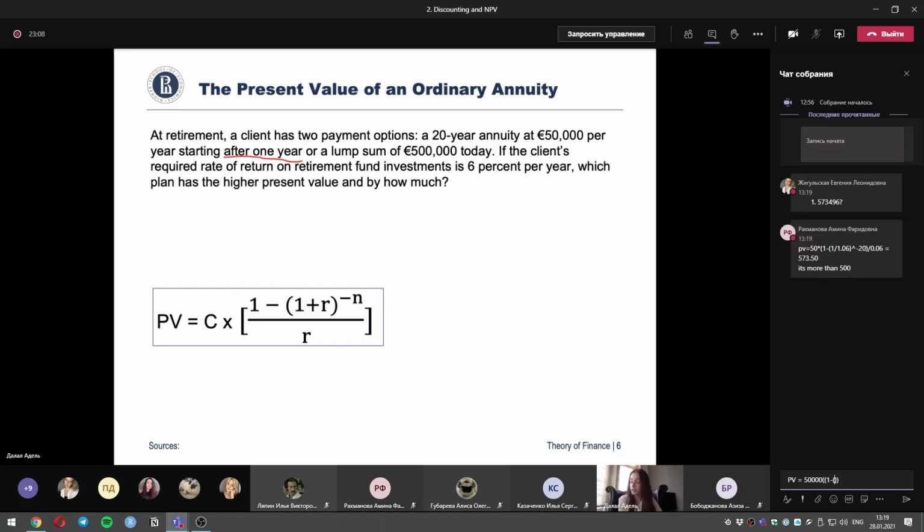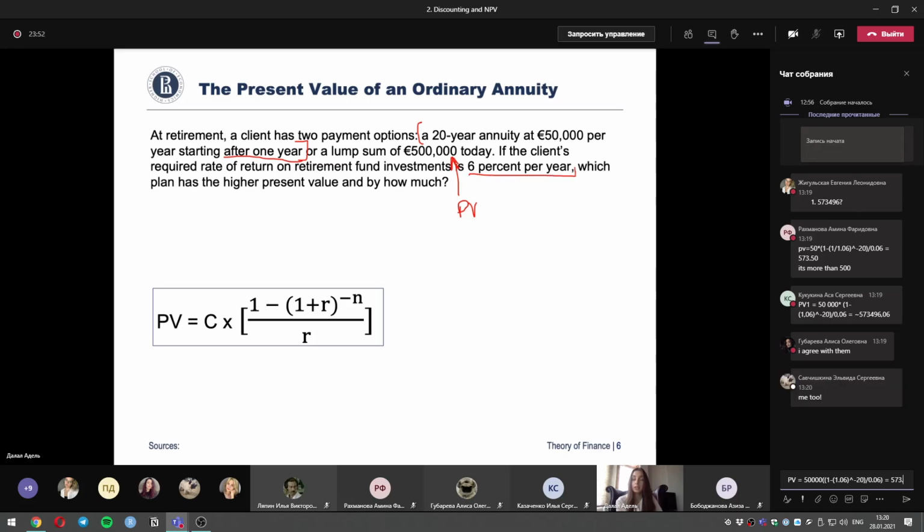So here again, if you want to write in the chat, please provide part of your calculations. Just to give a hint, for the second option, the present value is already given. We don't have to calculate it. We just have to calculate the present value of the annuity in order to see which present value is higher. And then think about why.